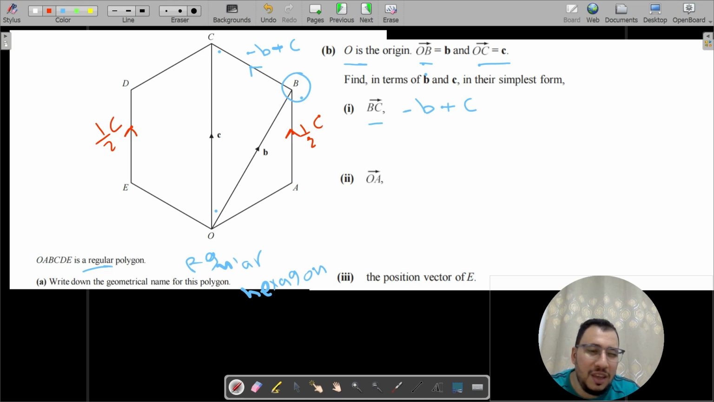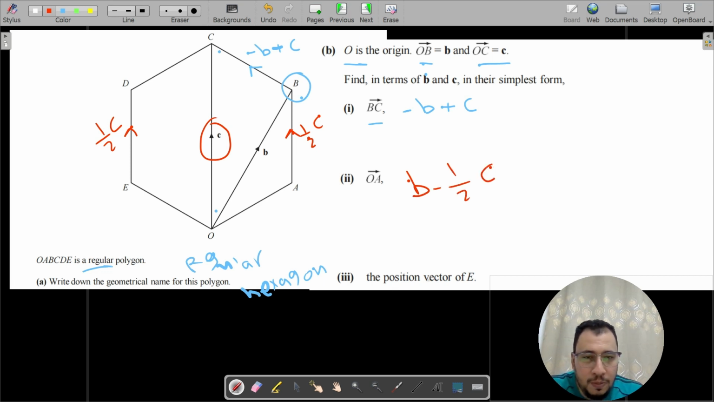But immediately, even if you don't know it, right away you come here, you find C, and you write in their parallel lines half C and half C. It will save much time for you. Now you can easily get the value of OA, which is B minus half of C.